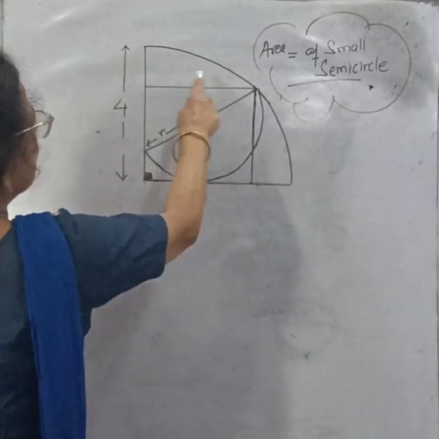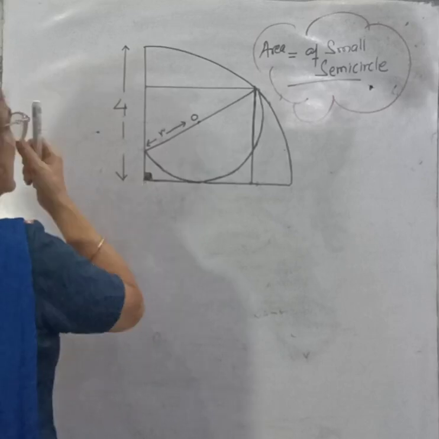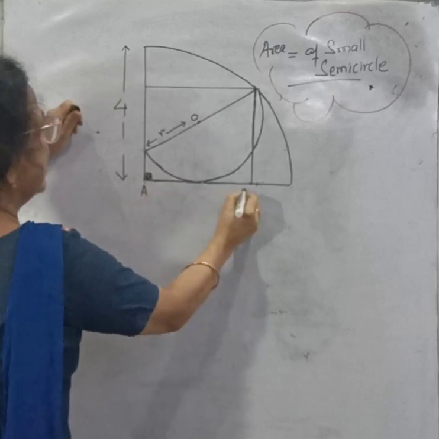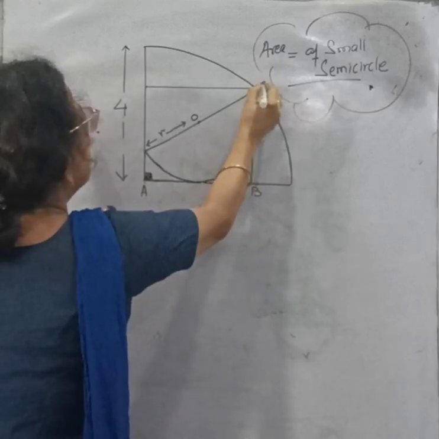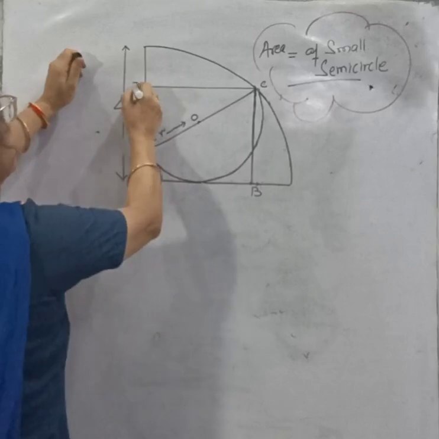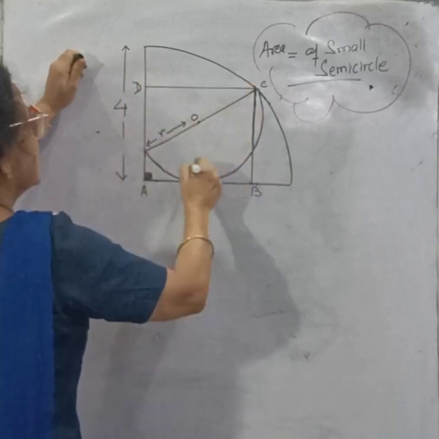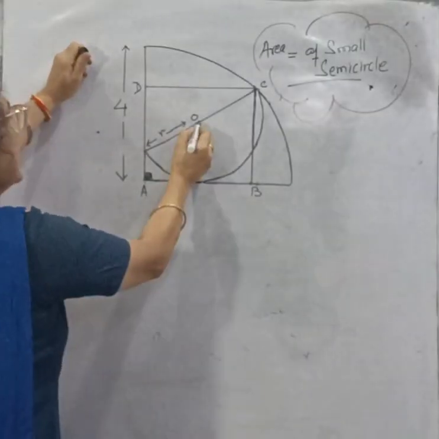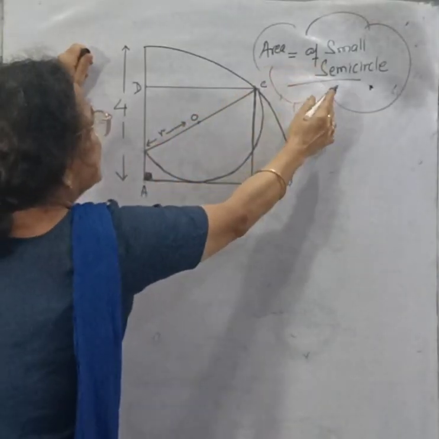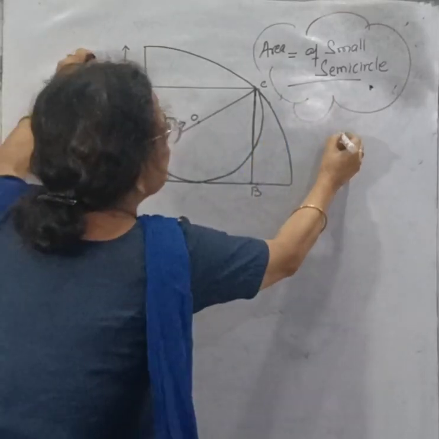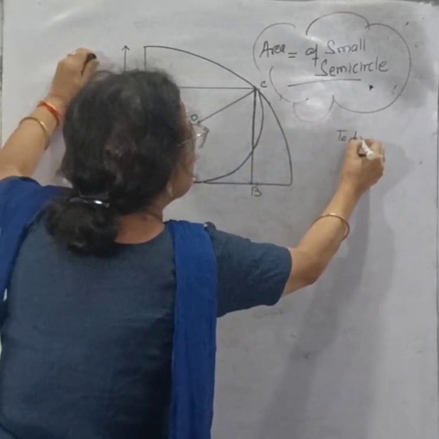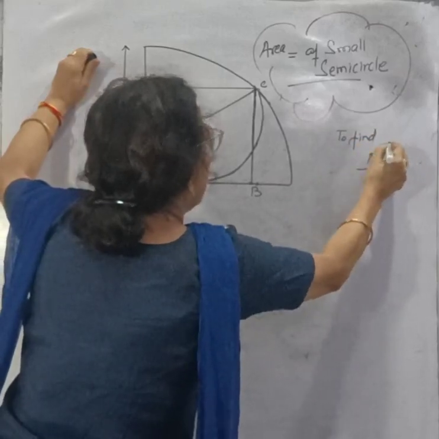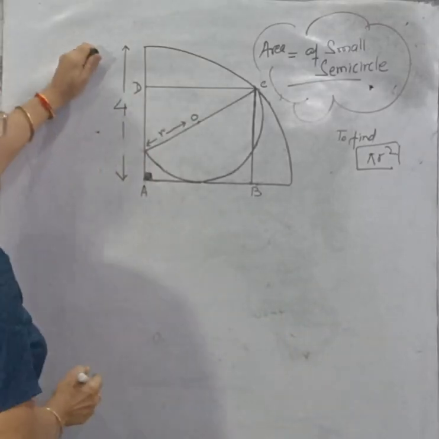This is a quarter circle with a radius of 4 centimeters, inside which a square is inscribed. Let us suppose the square is named A, B, C, D, and a semicircle is also fitted inside it, the radius of which is R. The area of the semicircle is to be obtained. It means we have to find pi into R square. Somehow R is to be obtained and then we have to find the area.